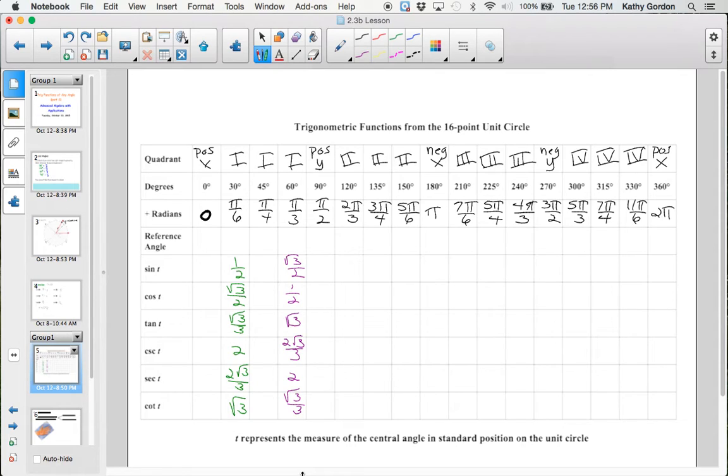Please tell me that Emily's not the only one who has this in her notes. She's the only one I'm hearing. I hope that's not an indication that you didn't take this down the first time around.